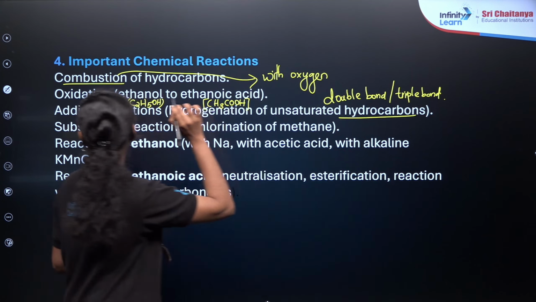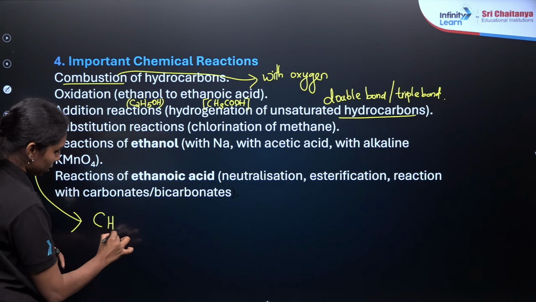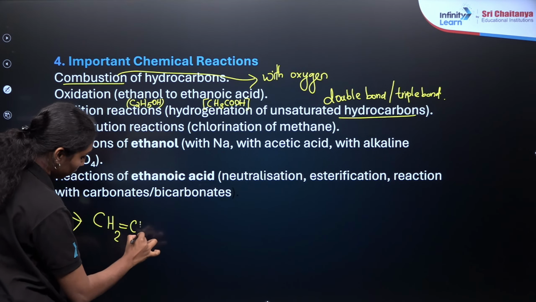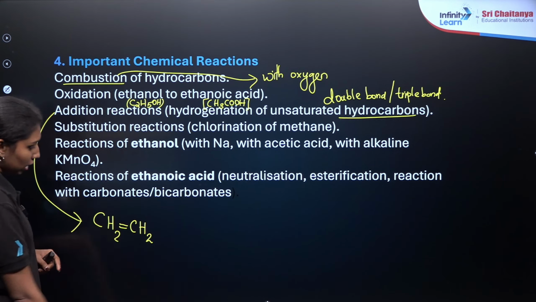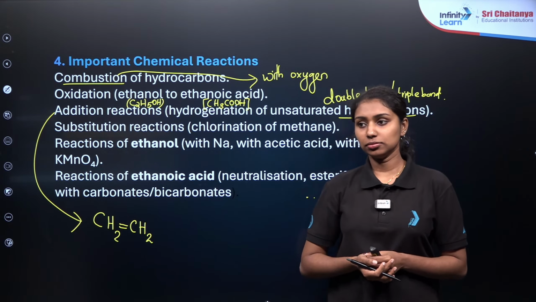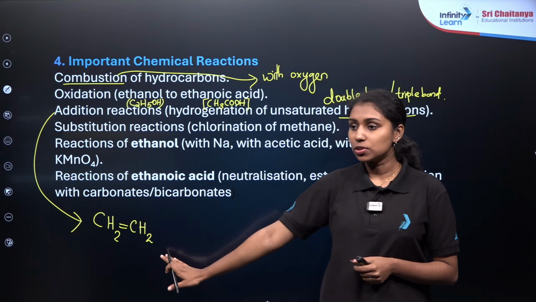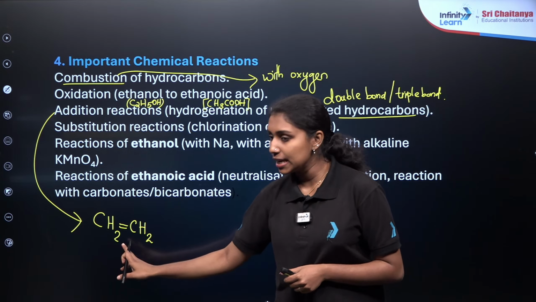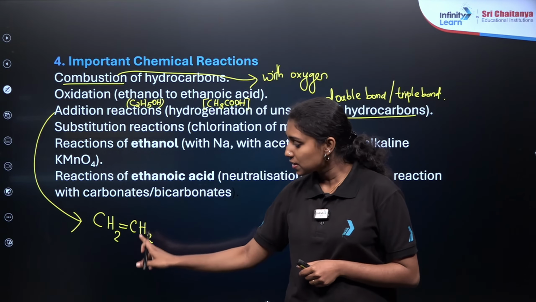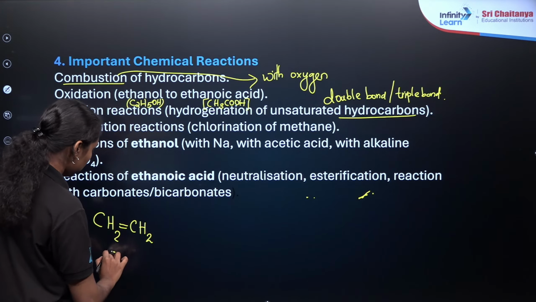So, for example, let's take an example here. If I am taking CH2=CH2, what will be the name of this compound? This is the 2 carbon containing compound. 2 carbon means the word root will be eth, right? There is a double bond present, so the suffix will be ene. So this is the ethene compound.